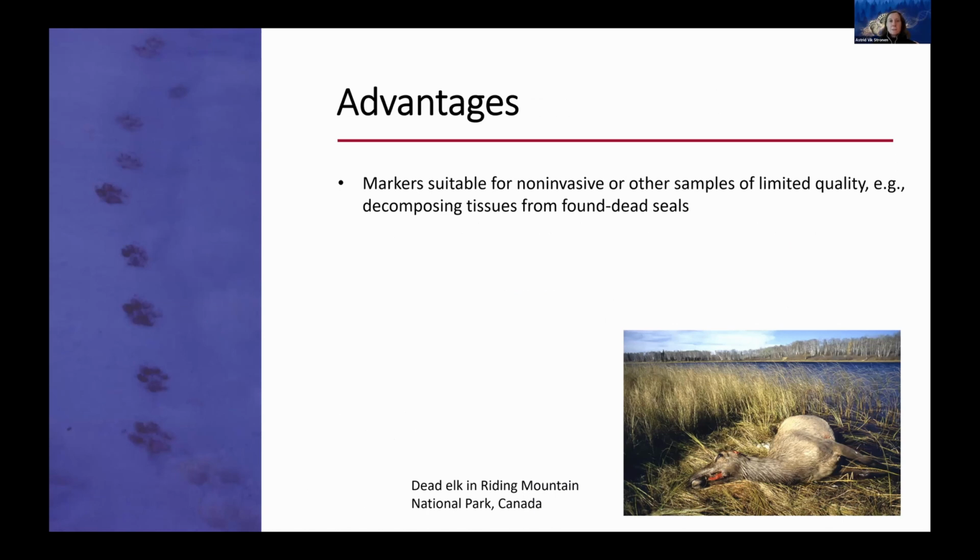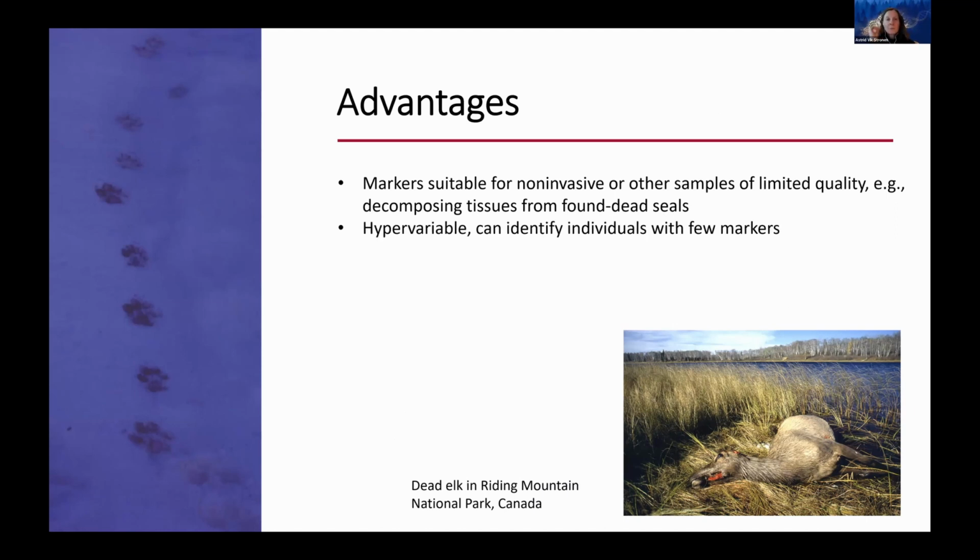So these types of markers are very suitable for non-invasive or other analysis where we have samples of limited quality, which often happens in species of conservation concern. We don't want to kill them or disturb them to do our study, but here we could do a study on the decomposing tissue of these found-dead seals. So this is a very good way because we can use such samples for our research.